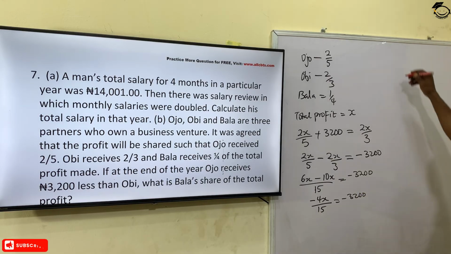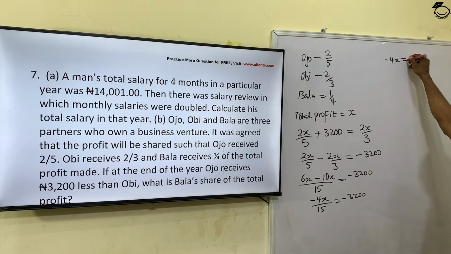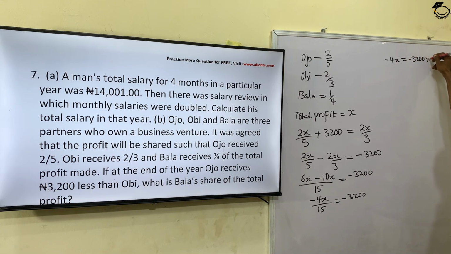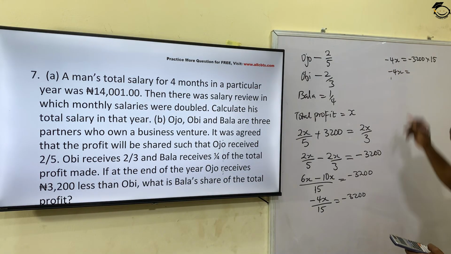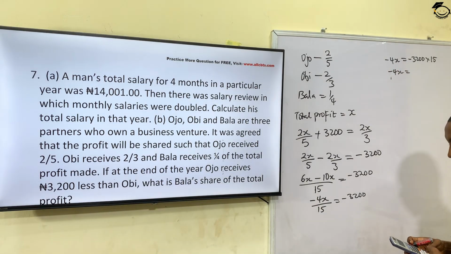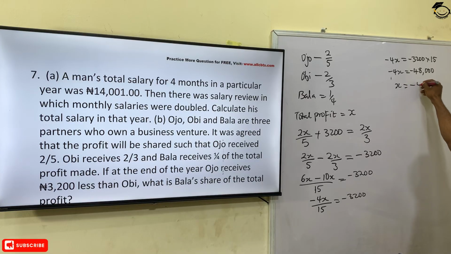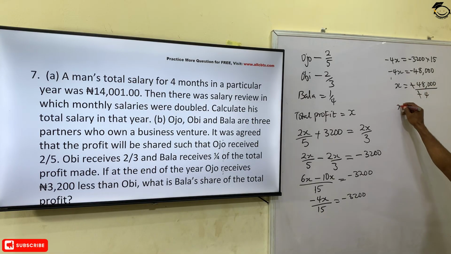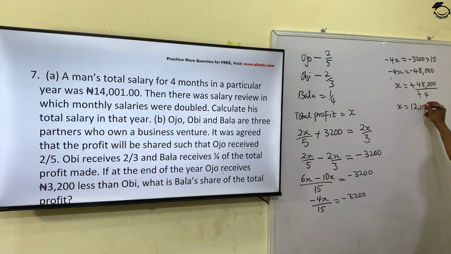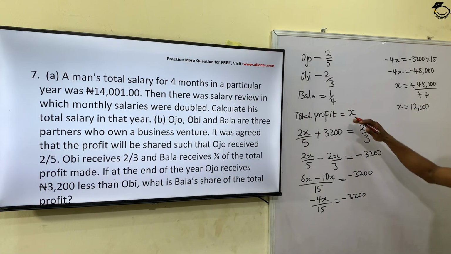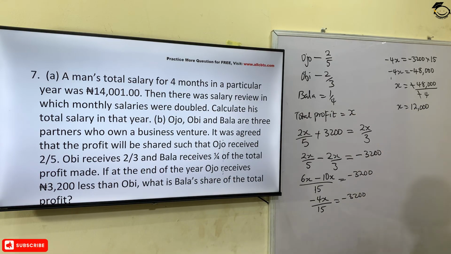Cross multiplying, we have minus 4x equals minus 3,200 times 15, which gives us minus 4x equals minus 48,000. So x will become minus 48,000 divided by minus 4. Minus cancels minus, and x gives us 12,000. That means the total profit made was 12,000.